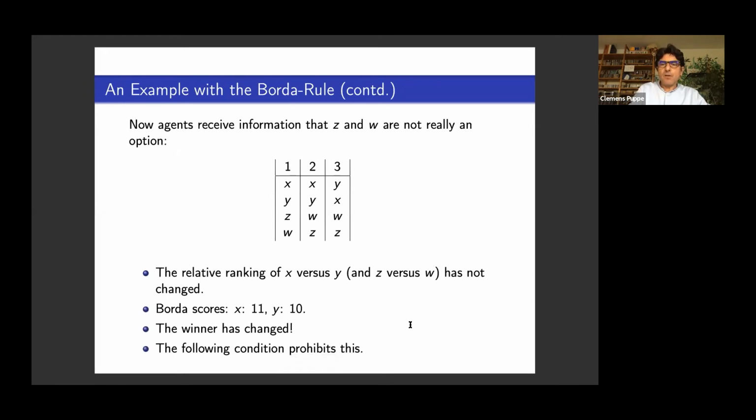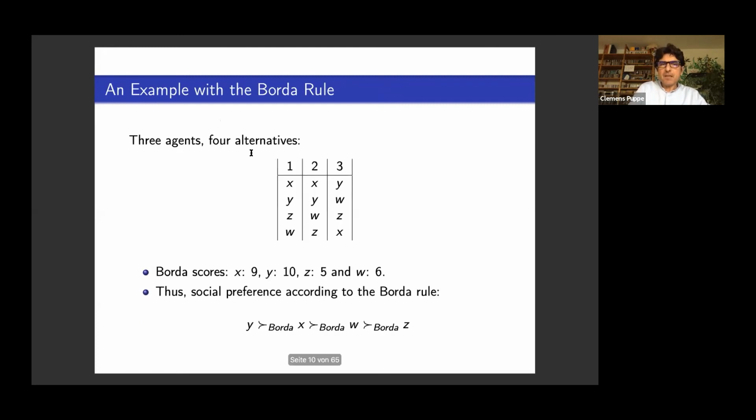Now, suppose that the agents receive the information that Z and W are not really an option. Or in other words, suppose that, notice, voter 1 and voter 2 have X and Y on top and Z and W on the bottom. It is only voter 3 who has W before X, right? So he has W on rank 2 and X on the last place.